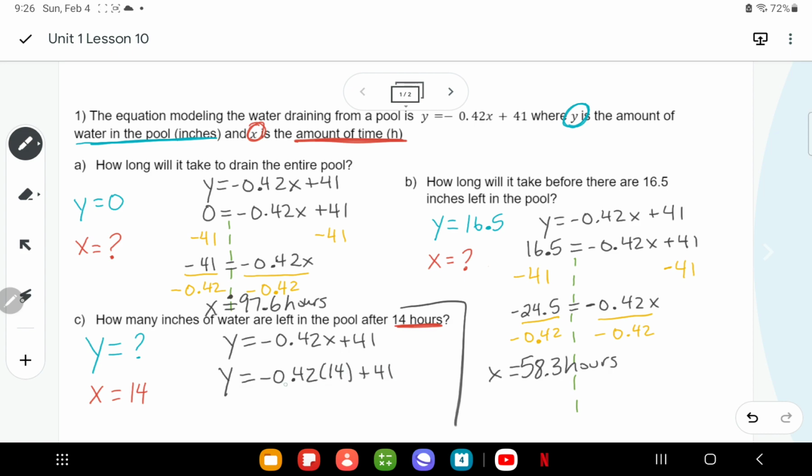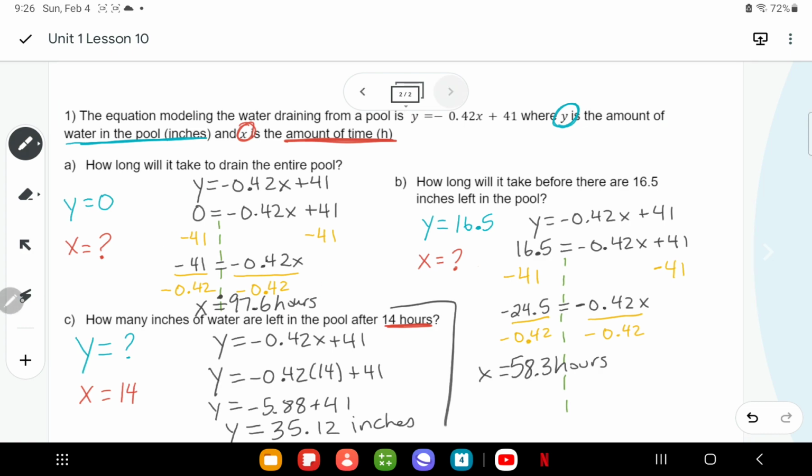When I put in x equals 14, I'm just going to work this out with BEDMAS. I'm going to do negative 0.42 times 14, which is negative 5.88, plus 41. And we get 35.12, and don't forget your units, this is inches. So I hope these examples are helping you to see which variable we put in where, and then the solving is just the same as what we've been doing.